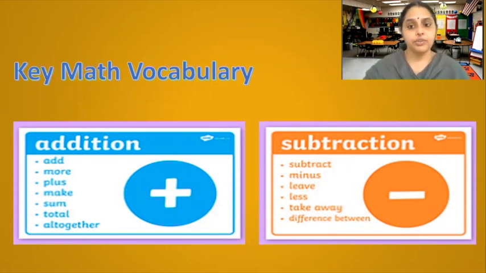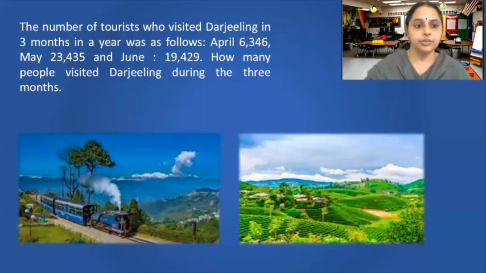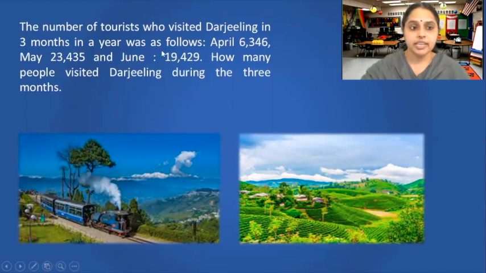Okay. So now let's take an example. Today we are going to deal only with story problems related to addition. So now here comes the first question. The number of tourists who visited Darjeeling in 3 months in a year was as follows. അപ്പോൾ ഏതിനെ കുറിച്ചാണ് സംസാരിക്കുന്നത്? ഡാർജിലിംഗ് പറഞ്ഞ സ്ഥലത്ത് ഏപ്രിൽ, മെയ്, ജൂൺ വിസിറ്റ് ചെയ്ത ആൾക്കാരുടെ കൗണ്ട് ആണ് ഇത് പറയുന്നത്.